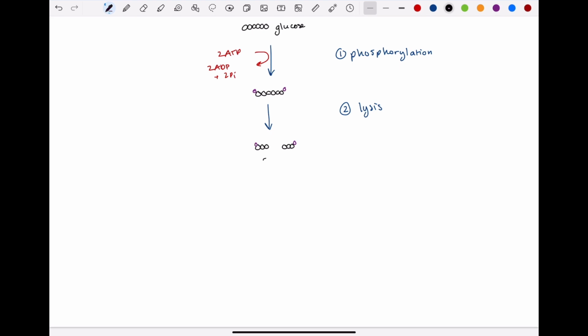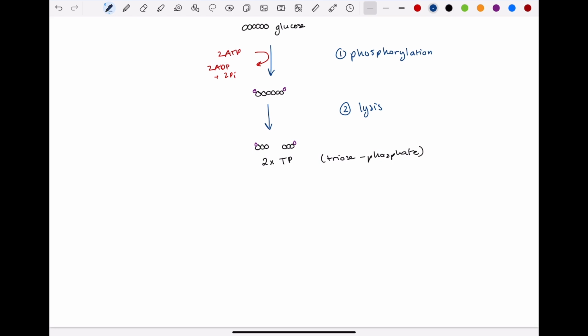Now this molecule, you do have to know how it's called, but you can know the shorter version. This molecule is called TP. I'm just going to expand it for you so you know what it is. It's actually triose phosphate, and that makes pretty good sense because you have 3 carbons and 1 phosphate.